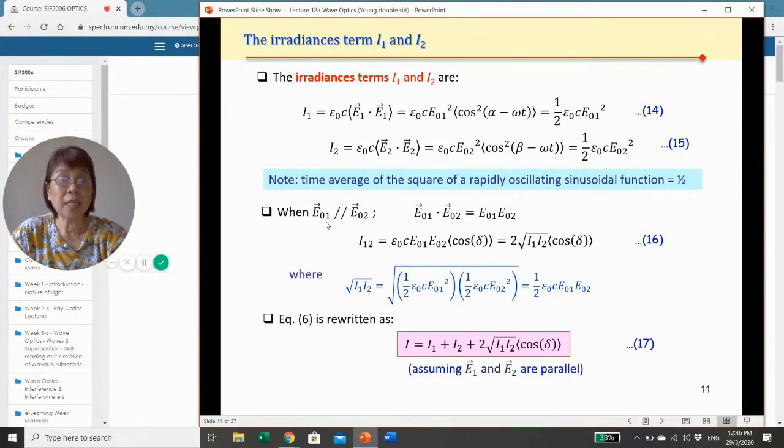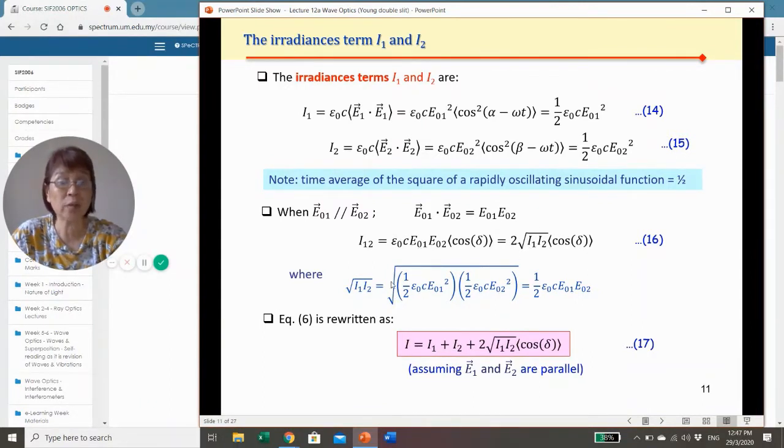Now, when E1 is parallel to E2, the dot product of E01 and E02 will just be equal to multiplying E01 and E02. So then we have the interference term, I12, the irradiance, equal to epsilon 0 c E01 E02 times the time average of cosine delta. We can then replace epsilon 0 c E01 E02 by 2 root of I1 I2.